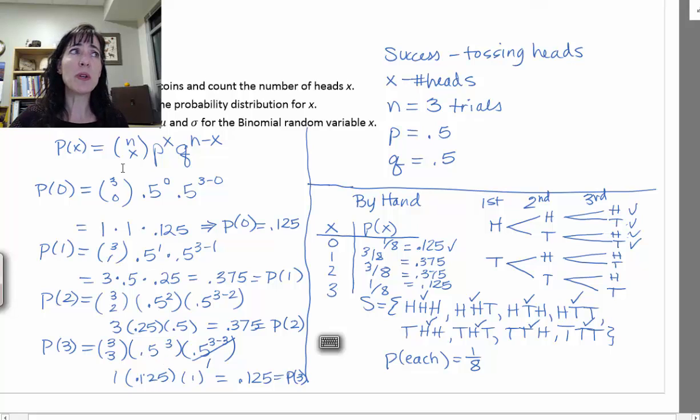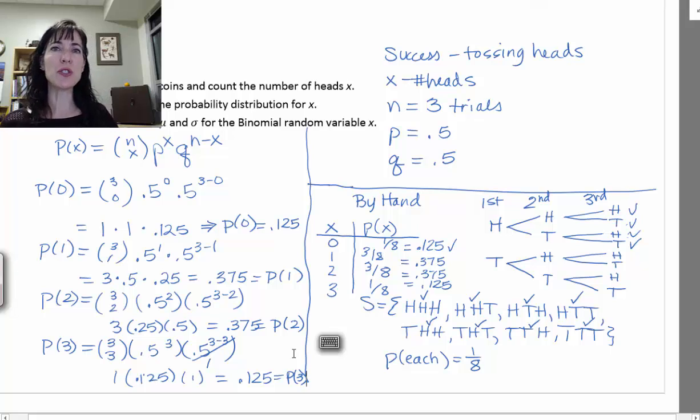And you don't always want every one of these. Sometimes you only want one. What's the probability of getting exactly 7 heads if I'm tossing the coin 10 times? You can find those answers using the probability distribution formula.